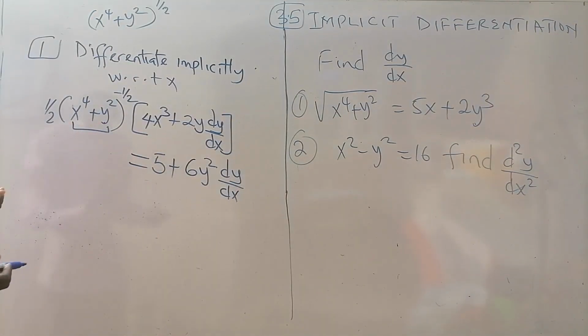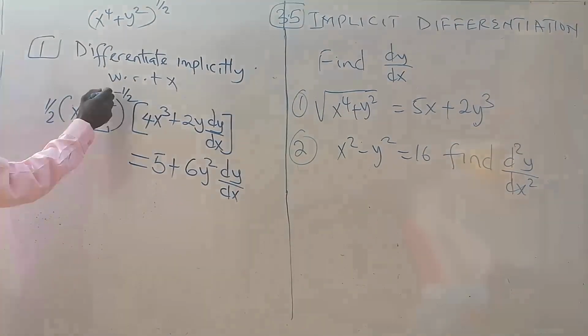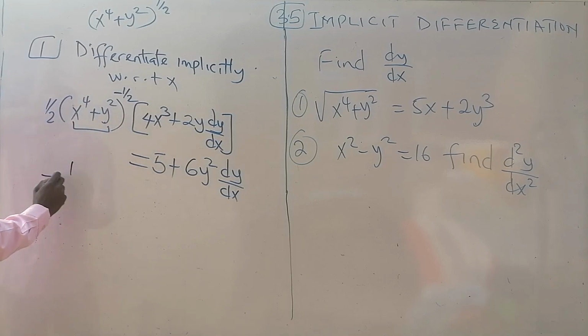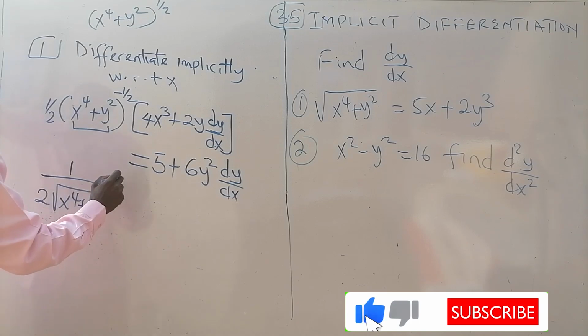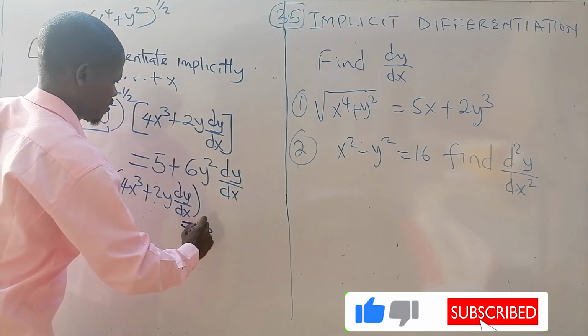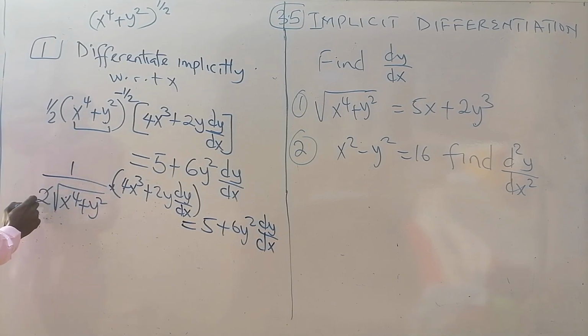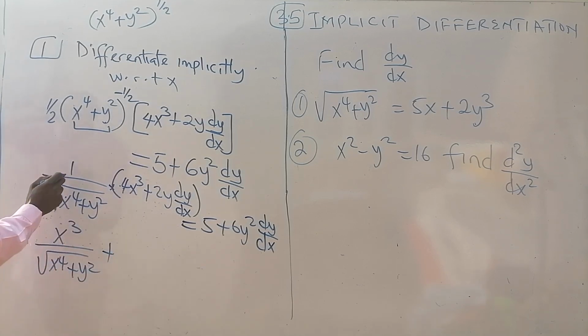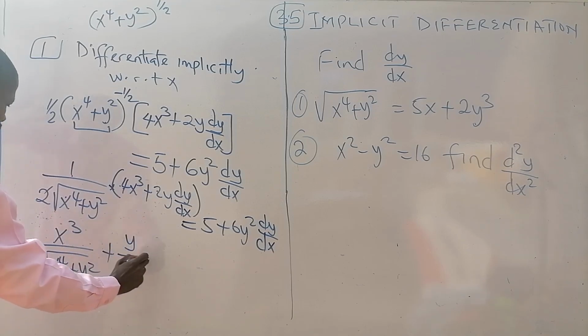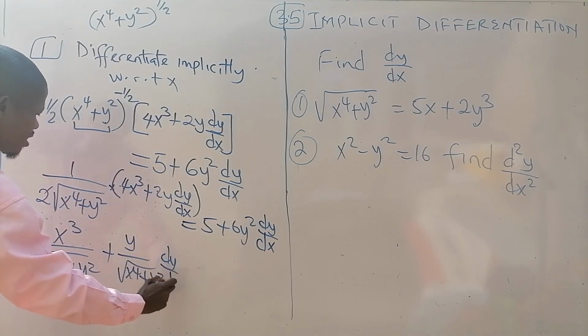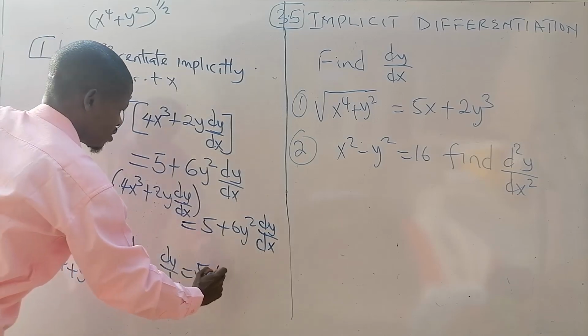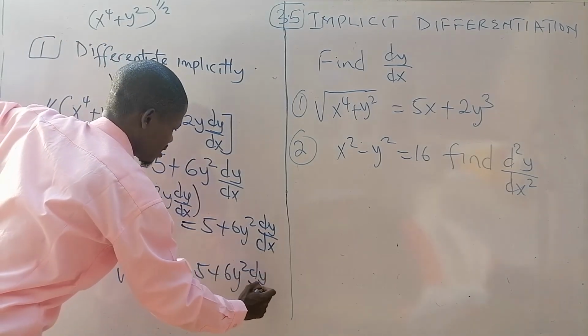So then the next thing is to begin to open the brackets. You can remove this minus here, that will be 1 over 2 square root of this function, and then times this one equal to this. Can we open the brackets? So this will be equal to this one times this one, 2 here 1, 2 here 2. So I'm having this, then plus this same one times this one, 2 here we cancel. So I'm having y over this dy/dx equal to 5 plus 6y squared dy/dx.